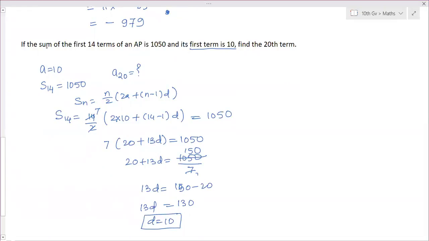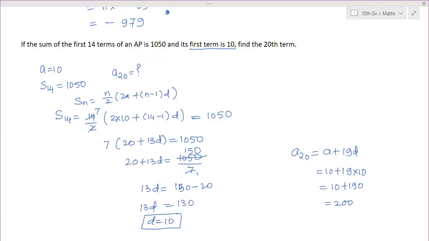d is 10, a is 10, then find the 20th term. a20 is equal to a plus 19d, 10 plus 19 into 10. So 10 plus 190, that is equal to 200. Got it? Yes, ma'am.